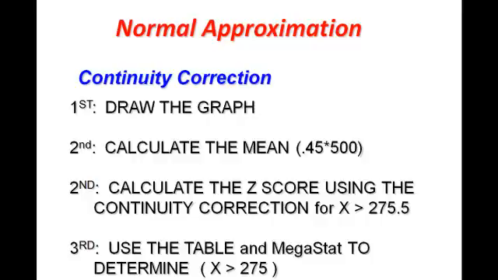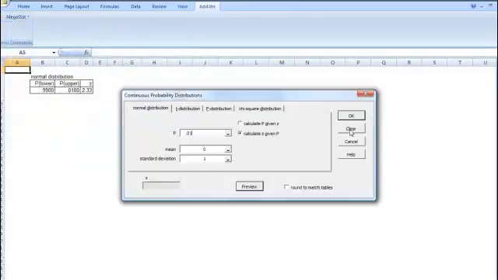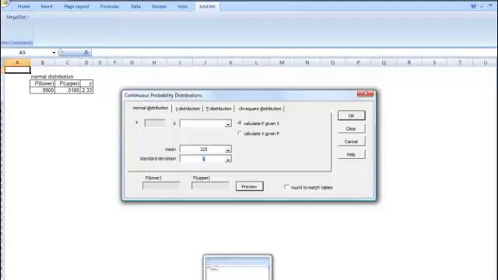And once you've got your z, you can either look at the table or you can go to Megastat to determine the probability that x is greater than 275. Let me just go ahead and do that while we're here. I'll have to get out of this slideshow. Go to Excel. I'm going to go to Megastat, probability, continuous. I'm clearing out this old stuff. My mean, if I did my math right, is 225. My standard deviation, what was my standard deviation? Do I know that from this problem?